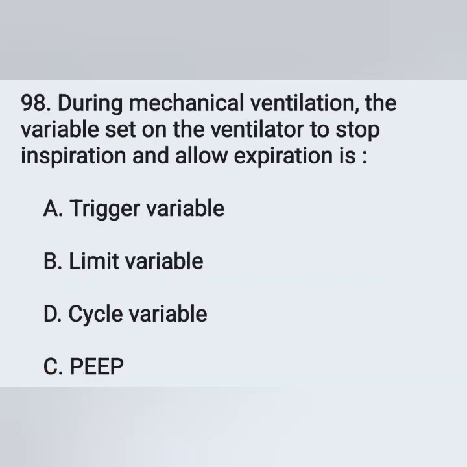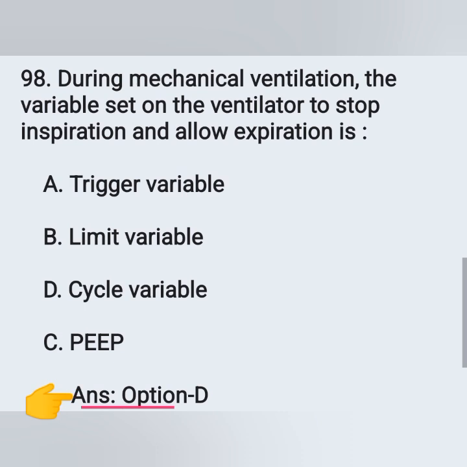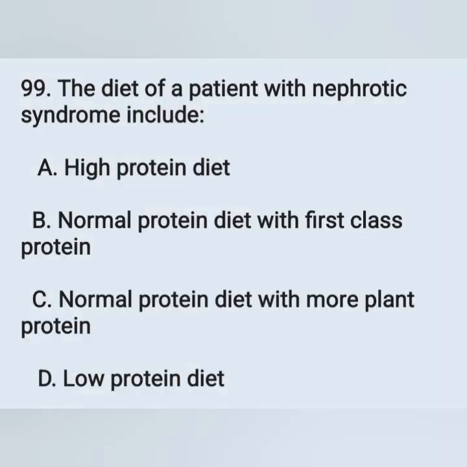Question number 98. During mechanical ventilation, the variable set on the ventilator to stop inspiration and to allow expiration is, options. Option A, trigger variable. Option B, limit variable. Option C, PEEP. And option D, cycle variable. And the correct answer is option D, cycle variable.